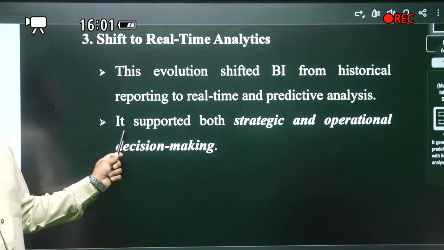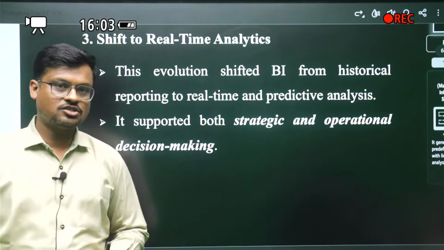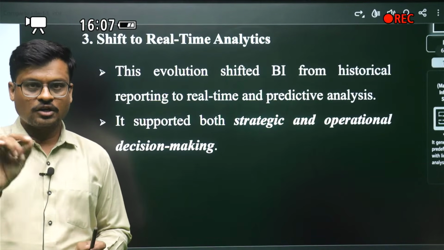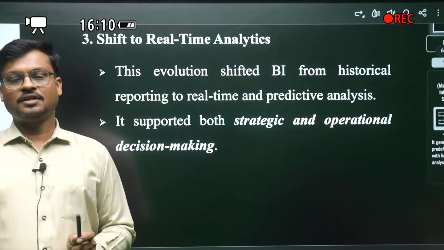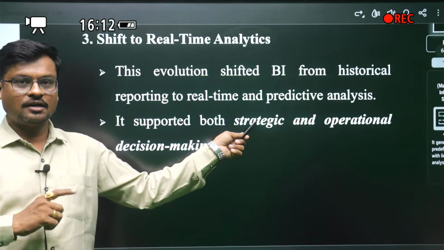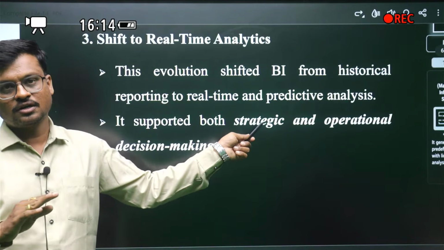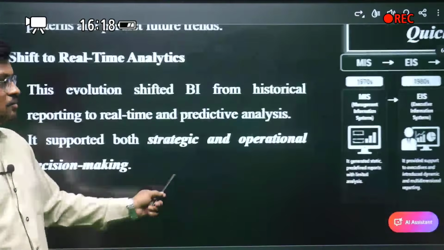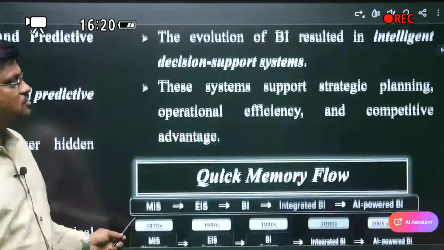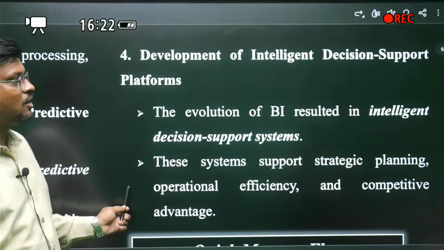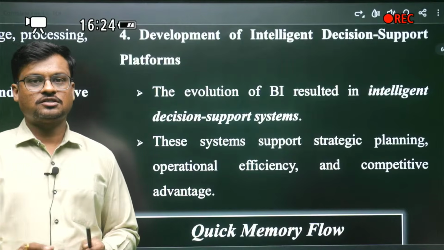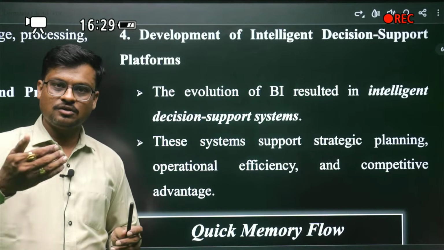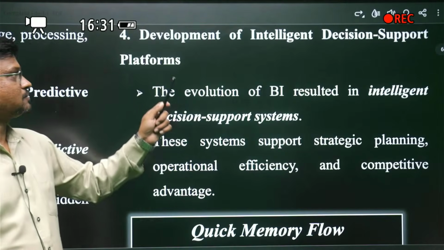It supported both strategic and operational decision making. Strategic decision making includes your planning, production, budgeting. Everything is included in strategic planning, and BI has supported it very well, right dear? People used this quite extensively, and they were able to make better strategic plans, and strategic plans, when implemented, obviously give you better results.